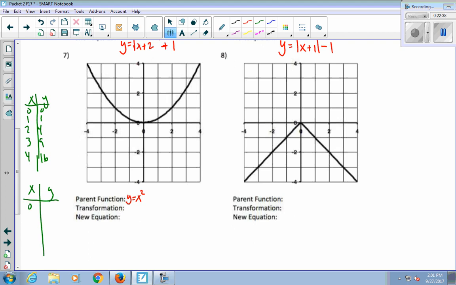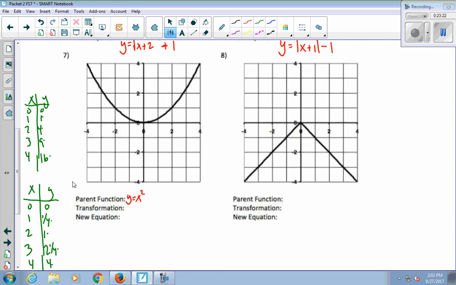is 0, 0, 1, ooh, that might be a quarter, 1, 1/4, 2, 1, 3, 2 1/4, 4, 4. So let's see. Used to be 1, now it's a quarter. It used to be 4, now it's 1. It used to be 9, now it's 2 1/4. Yeah, 2 1/4. And then it used to be 16, and now it's 4.